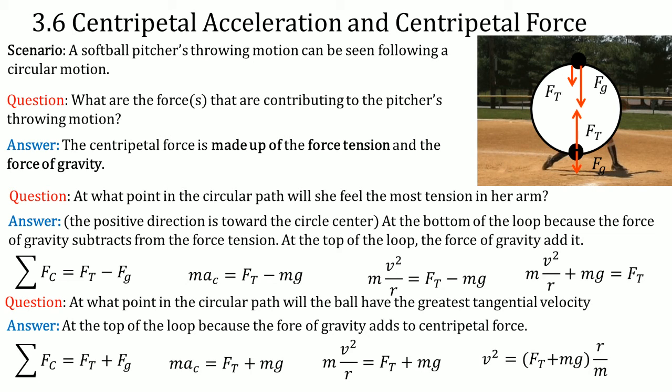Notice here it is Ft plus mg, so that mg that comes from the force of gravity is actually helping the pitcher's greatest tangential velocity. You might be thinking, wait, I thought the tangential velocity is constant in a circular path. Well, that is true when it is an object orbiting another object, when it's just the force of gravity that is supplying the centripetal force. But here, when there are two forces acting on it, you have to make sure, depending on its direction, whether it's adding to the centripetal force or subtracting from the centripetal force.